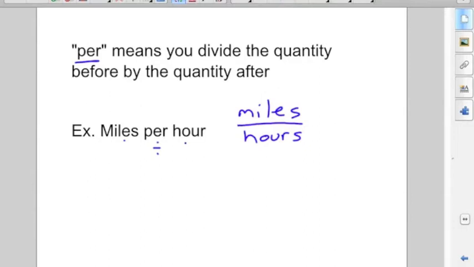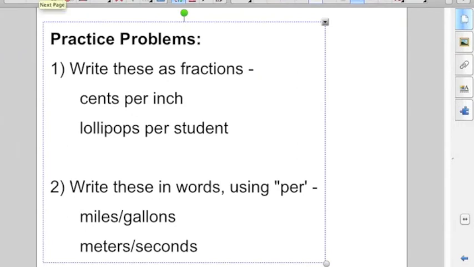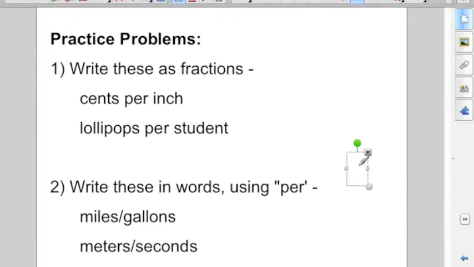So we're going to do some practice problems. First off, please write these as fractions. So cents per inch, like imagine you were buying something and you paid a certain amount of money for a certain number of inches, so how many cents per inch did you pay? Or let's imagine I was giving out lollipops. How many did each student get? That would be lollipops per student.